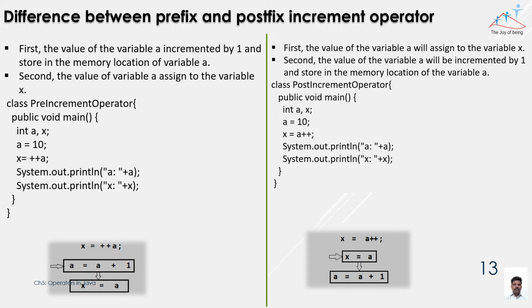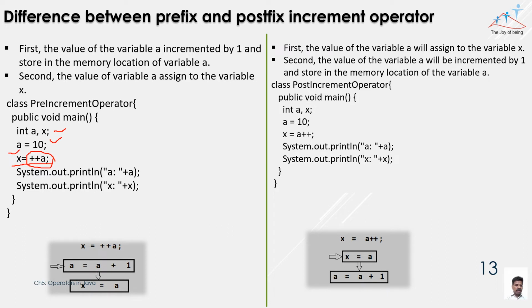Children, now we will see the difference between the prefix and postfix increment operator. The first example shown is the prefix increment operator. Here you can see in the method public void main, int a, x is there, a is equal to 10, and this expression consists of the prefix increment operator, and I'm assigning that value to the left hand side variable x. Since we use the prefix increment operator, how exactly will the expression be evaluated?